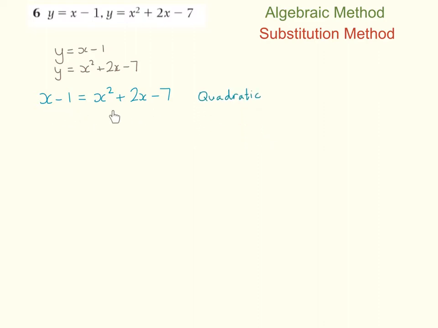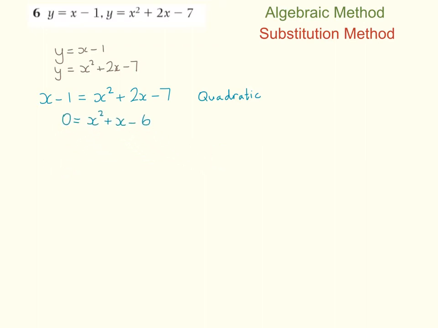All right. So the first thing we're going to do is group all this together on the one side, so we have an expression equal to 0. So if I take the x and the negative 1 across the other side, I'm going to get 0 is equal to x squared plus 2x minus x, and then minus 6. So the x is going across, so 2x minus x is x. And the minus 1 is going across, so minus 7 plus 1 is equal to minus 6. Okay, so there's our equation.